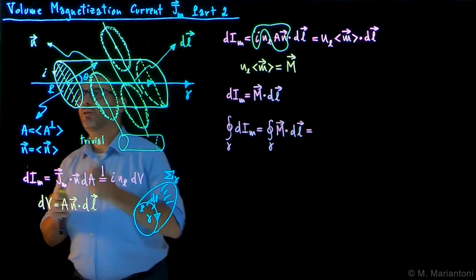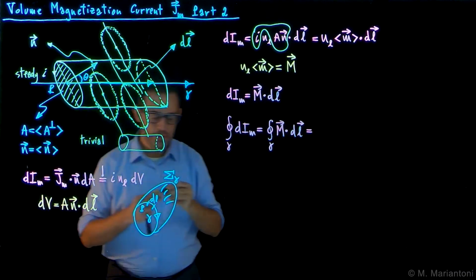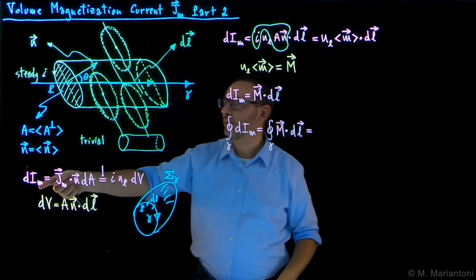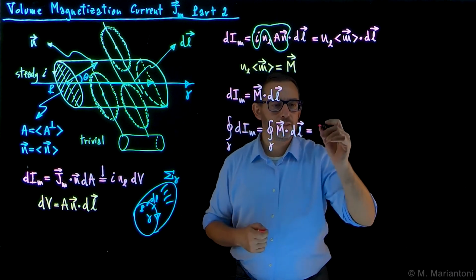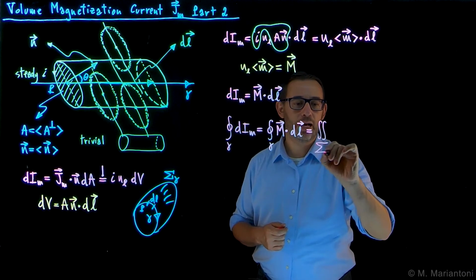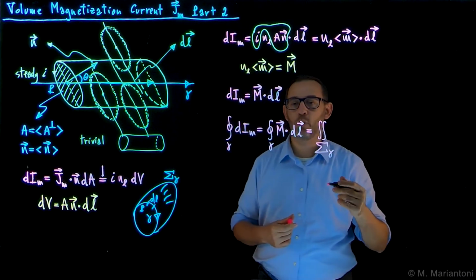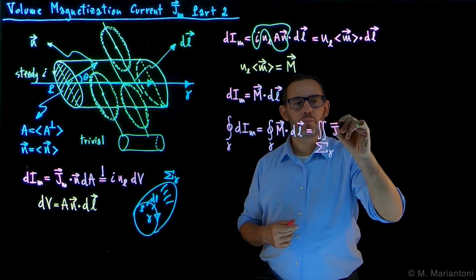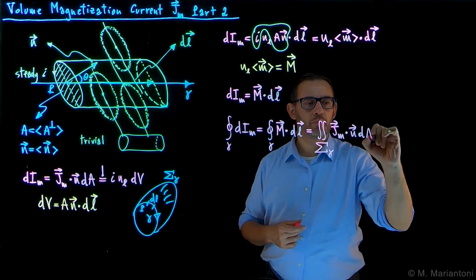Since I is stationary, a steady or DC current, then this is the definition of current intensity from the current density: it is the flux of the current density. So it's the flux through the open surface capital sigma gamma, in fact any capital sigma gamma, not only this one, could also be this one, which has gamma as a border, of Jm dot n dA. So it's the flux of Jm.